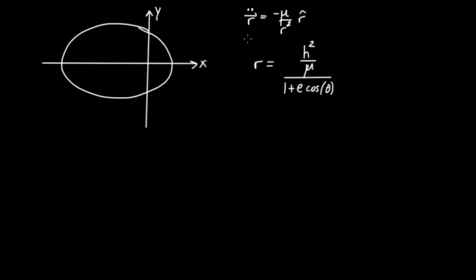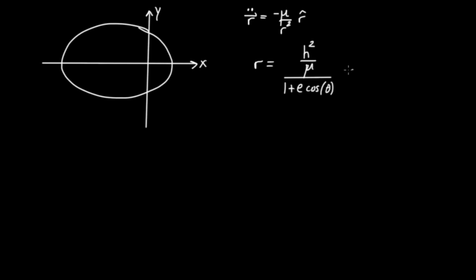Our main accomplishment in the previous video was showing that this inverse square law for gravitation implies that the orbit must be some sort of conic section. And the polar equation that we derived for the conic section was the following: that r, the radius, is equal to h squared over mu. Remember, h was the angular momentum per unit mass, mu was the gravitational parameter, divided by 1 plus e times cosine theta. And remember, e was the eccentricity. And depending on the value of the eccentricity, you get different sorts of conic sections.